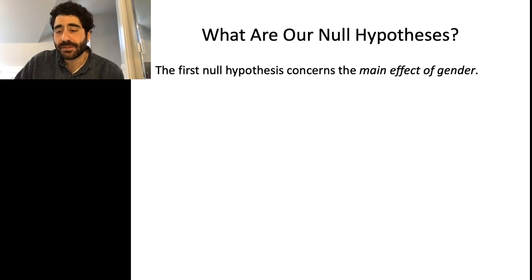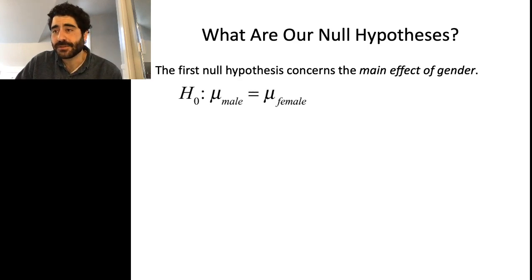So we're testing 3 null hypotheses here, right? In a two-way ANOVA, we're testing 3 null hypotheses. One is the main effect of our first factor, which was gender in this example. The null hypothesis is that knowing this gender group doesn't help us predict your outcome at all, right? The mean outcome in the males and the females is the same.